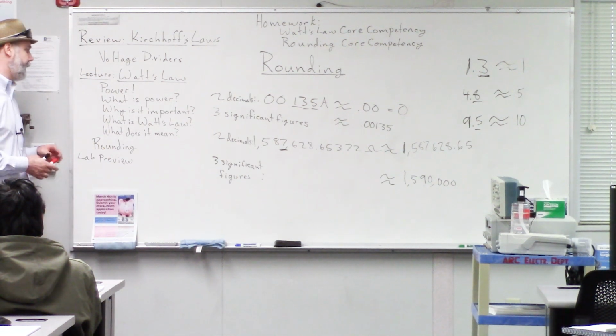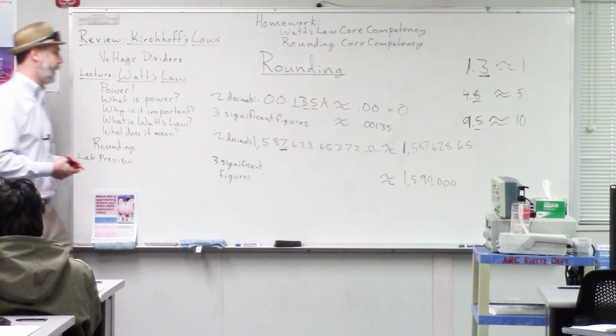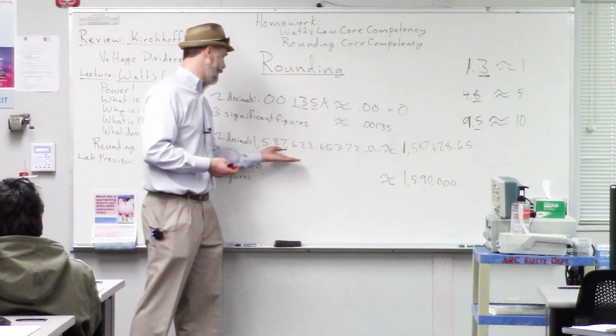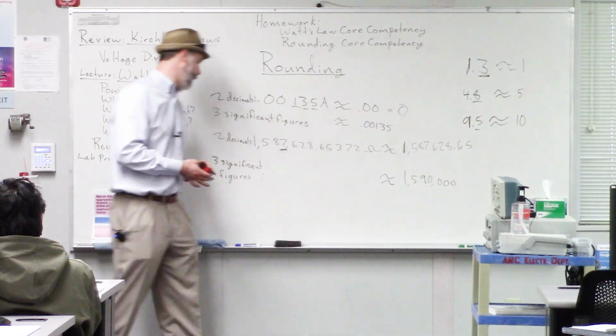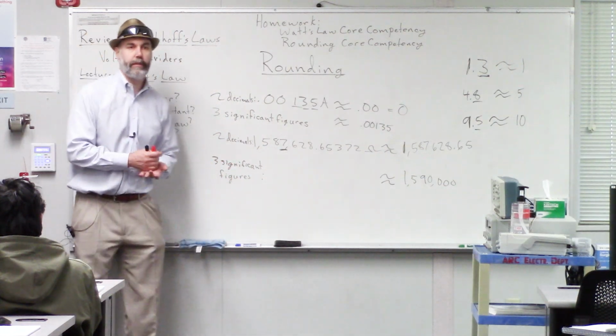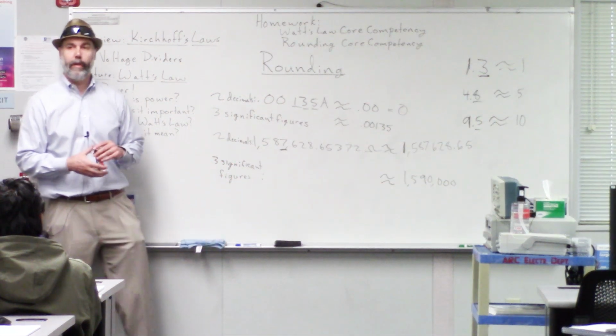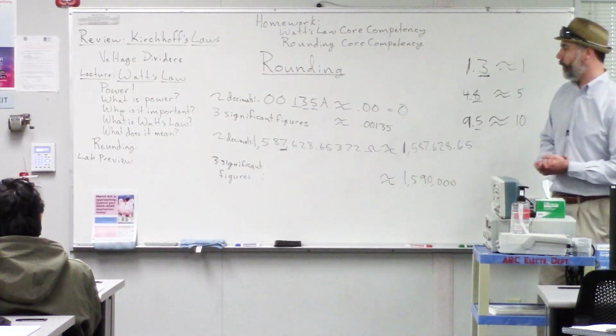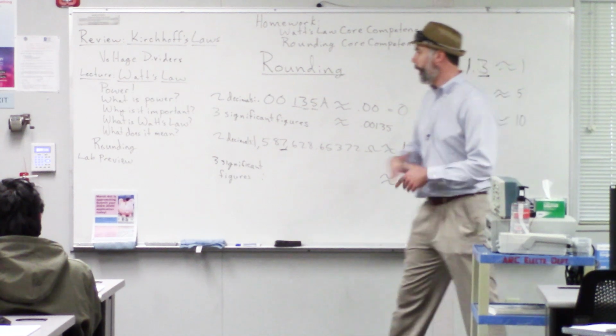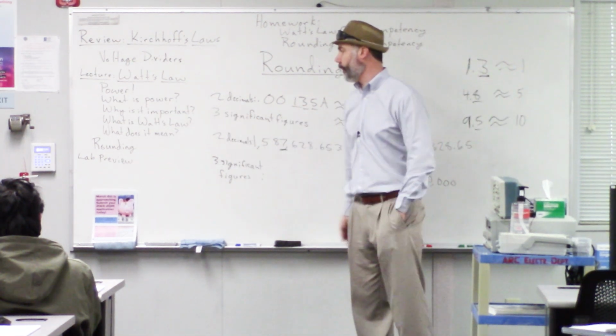Okay, so that's how we do rounding. We want to keep 3 significant figures, so we look at the 4th digit after that, and then we decide whether to round that up or down. Okay? All right. So that was all that I wanted to say for the lecture.